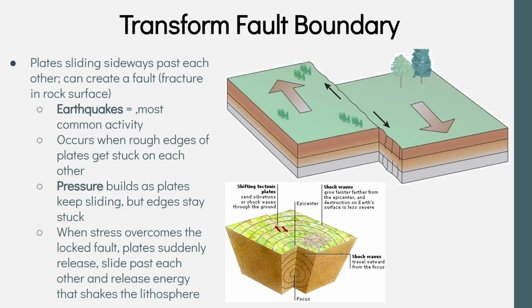What happens is this builds up tremendous pressure over time, and when the stress pulling the plates in opposite directions overcomes the locked fault, the plates will suddenly slip free all at once. That will release a tremendous amount of energy and send shock waves throughout the ground. We can see these waves spreading throughout the ground in this lower diagram, causing the earth nearby to shake violently, and that's what an earthquake is.